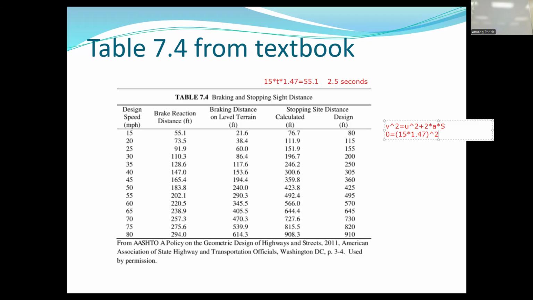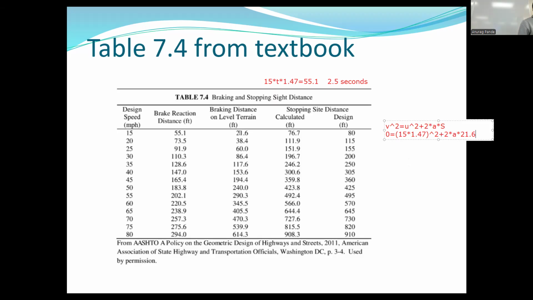Plus 2 times A, which is what I want to find out. And I want to find out the S value. What is the S value that I should input here? The distance that's required to stop. So that would be your braking distance at level terrain. So I'll plug in 21.6. And where am I getting 21.6? This is the first row of this table, 21.6 right here.